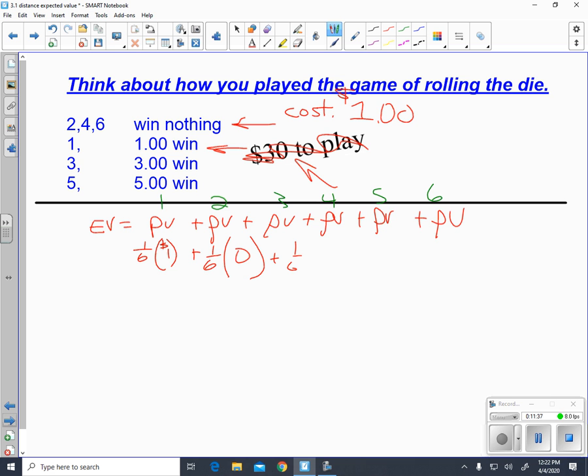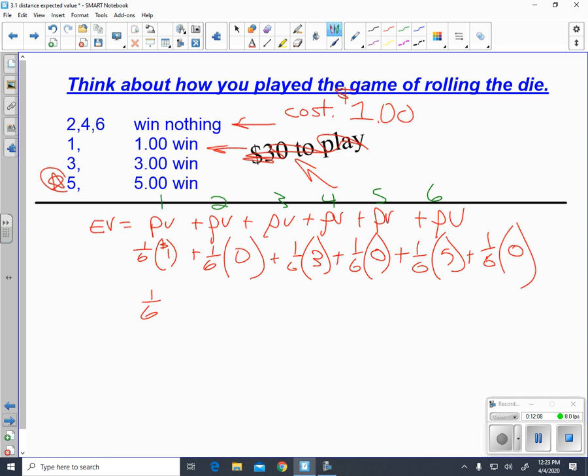1 out of 6 chance of rolling a 3. A 3 wins $3. 1 out of 6 chance of rolling a 4, which is worth nothing because it's even. 1 out of 6 chance of rolling a 5, which is the best thing you could possibly do because you could win $5. And then finally, the even 6 is worth 0. Now, if we add all of this together, the formula says we'll know what the expected value is.